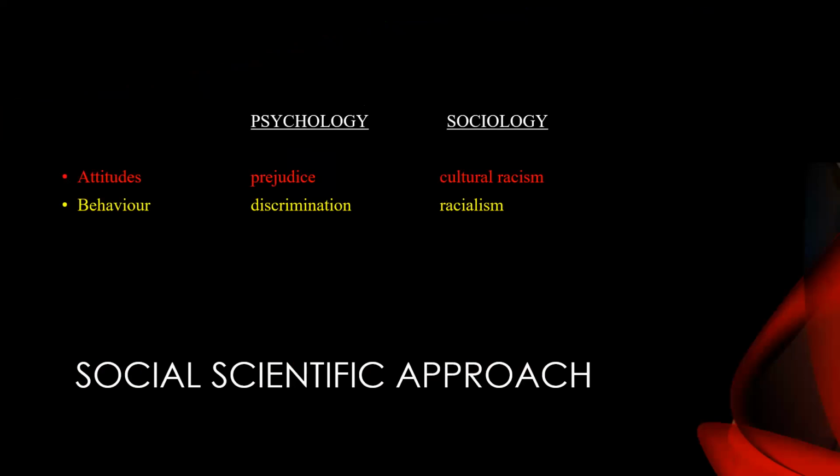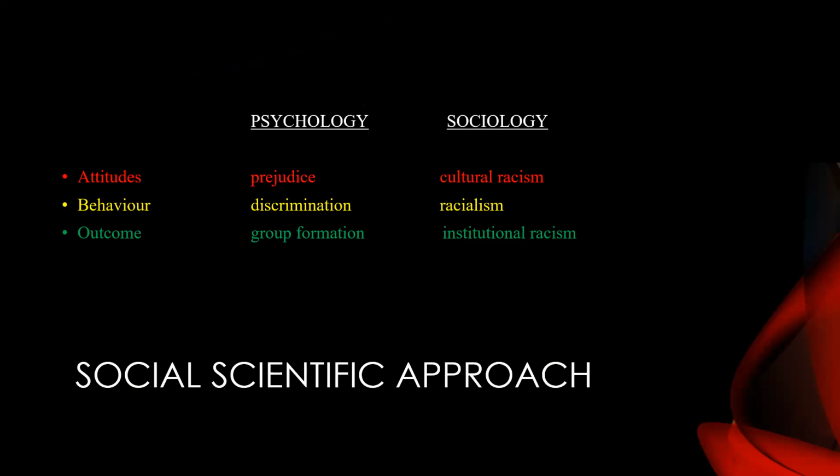So when we're looking at philosophy, when we're looking at sociology and psychology in the modern era, we're looking at attitudes, okay, behavior and outcomes. So the attitudes, if it's psychological, is prejudicial. If it's sociological, it's what they refer to as cultural racism. So sociology is the interactive mechanisms. Okay, prejudice is the mindset.